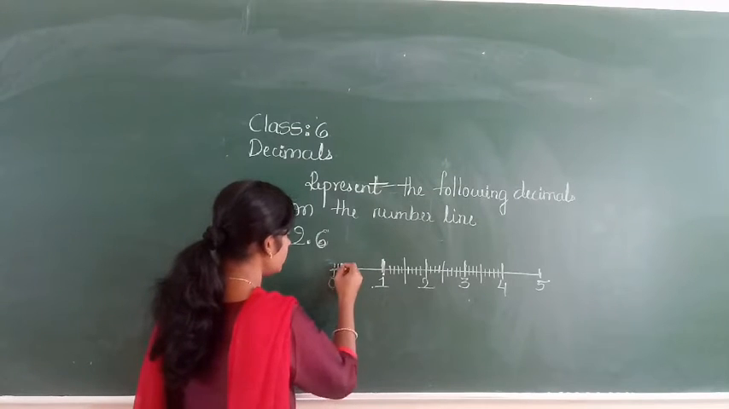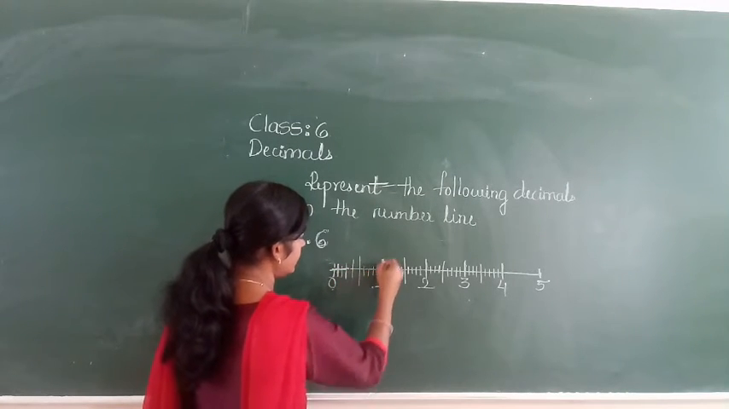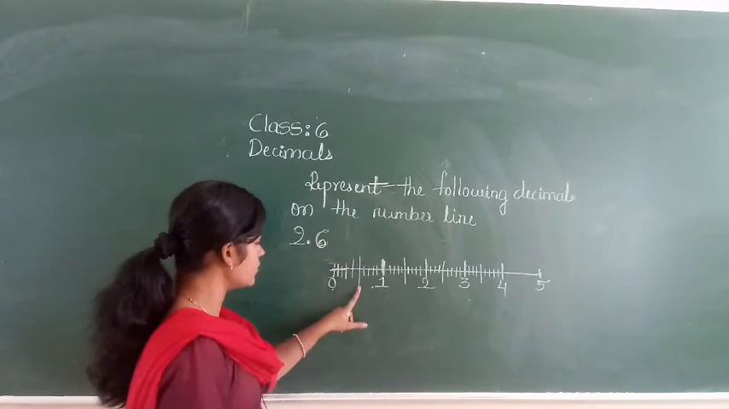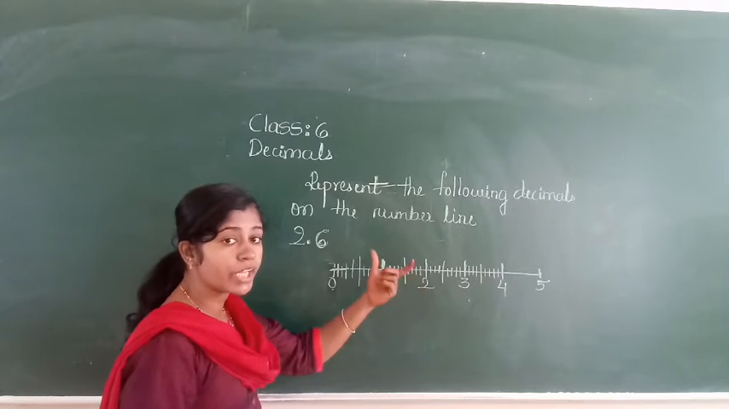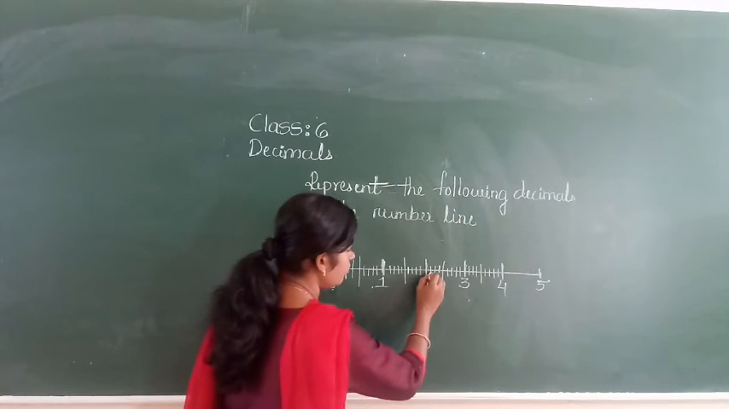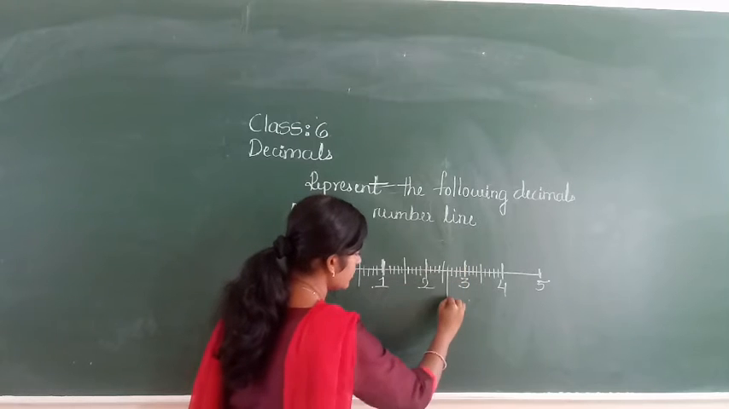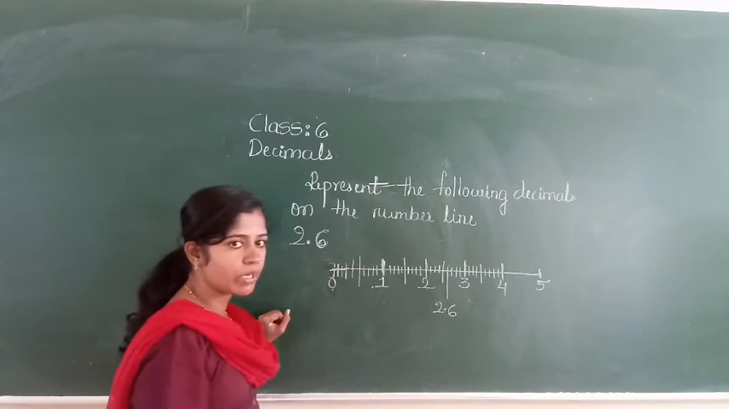0, 1, 2, 3, 4, 5, 6, 7, 8, 9, 10. Then see where to represent this 2.6. See here 0, 1, 2. Again on 2 you have to take 6 lines. See here 1, 2, 3, 4, 5, 6. So 2.6 will come here. I hope you are getting my point.